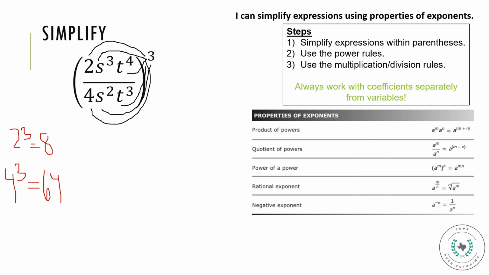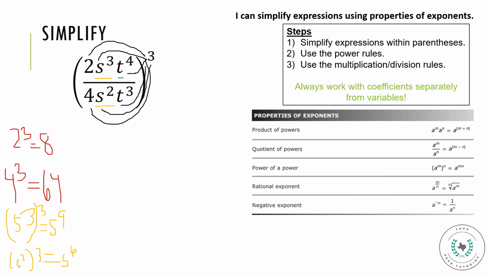Now let's do those s values, s^3 and s^2. So s to the power of 3, and then also to the power of 3, means that you multiply the two exponents together, so you're left with s to the power of 9. We can do the same thing with s to the power of 2, and then to the power of 3 gives you s to the power of 6.